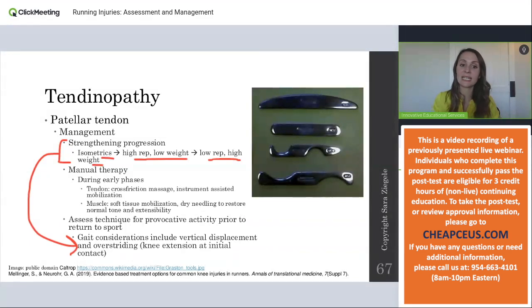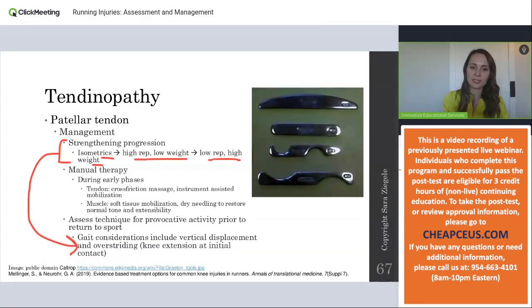So we need to assess the technique for the actual activity that someone's going back to. We can't just have someone do a bunch of squats and then send them out to impact activity and hope everything goes okay. We need to be looking at the actual mechanics of the provocative sport. So in this case, we're going to be wanting to think about things like vertical displacement and overstriding.